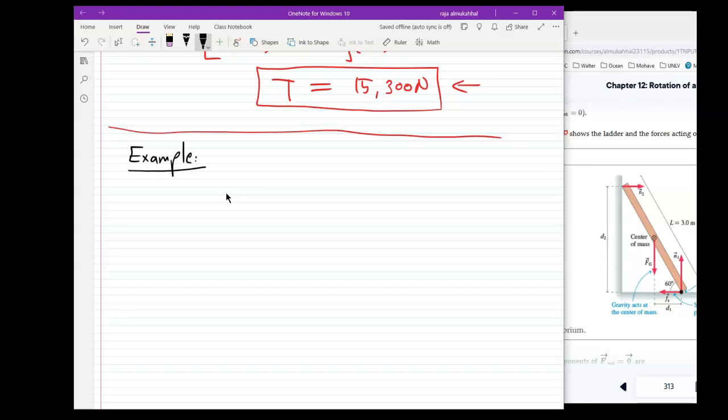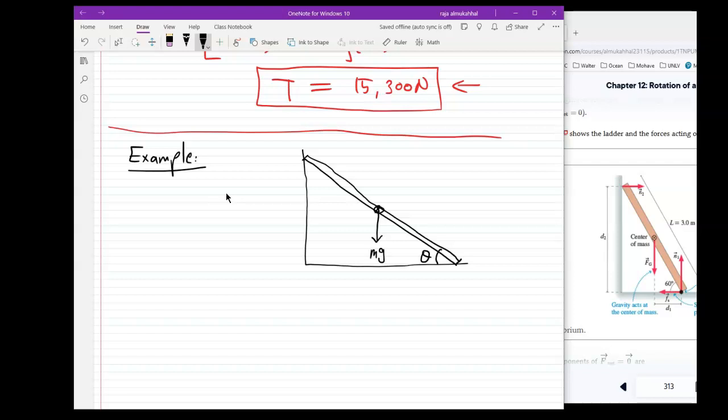Let me draw it first very quickly. So I have, here's the wall, here's the floor, and then there's the ladder right here. Okay, and this is the angle. I'm going to call it theta for now. Now we ask the question, what are the forces on it? Well, the most obvious one, of course, is the weight. So there's going to be mg right here.